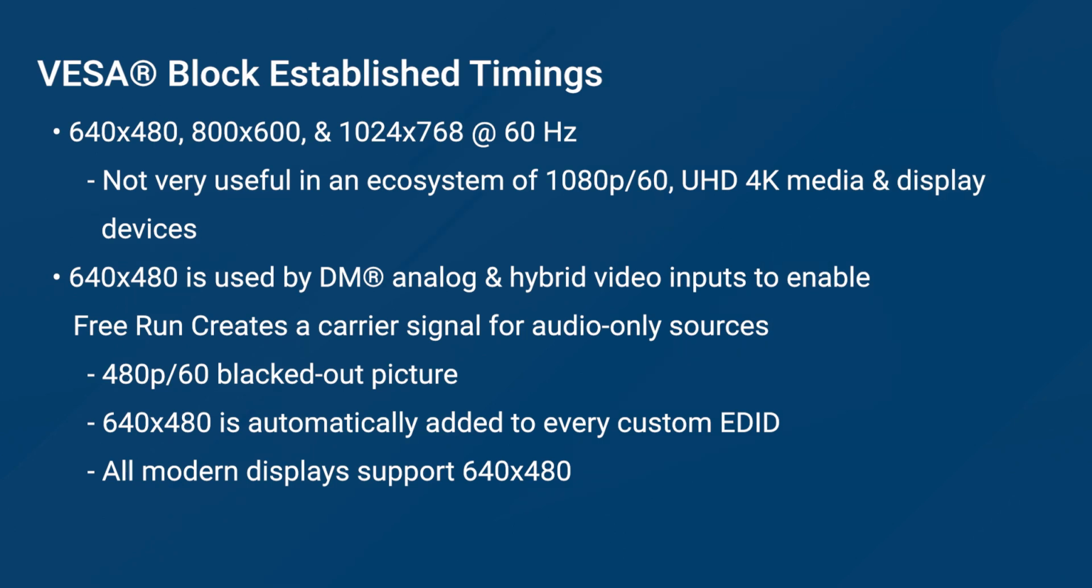Why 640 by 480p? We selected 480p because it is the lowest resolution supported by all modern displays, etc. Because it is integral to how free run operates, 640 by 480 is automatically included in any new EDID file you might create for a DM device. It can only be removed by checking/enabling the Allow All Resolutions option in the VESA EDID portion of the EDID configuration tool, which is not recommended for good reason.